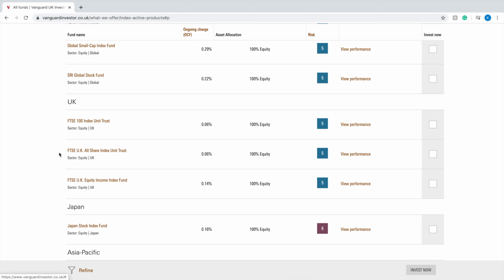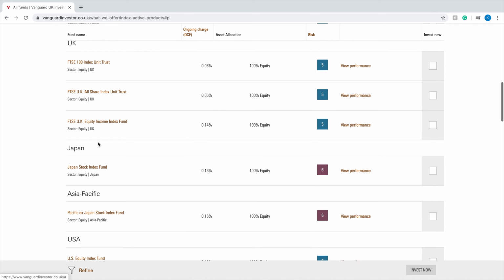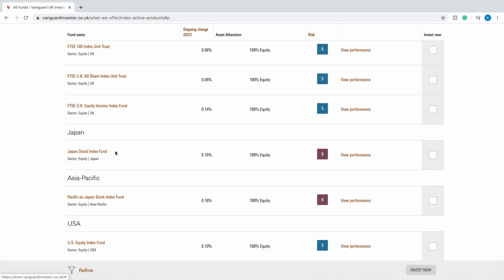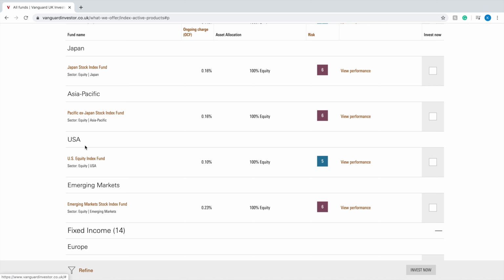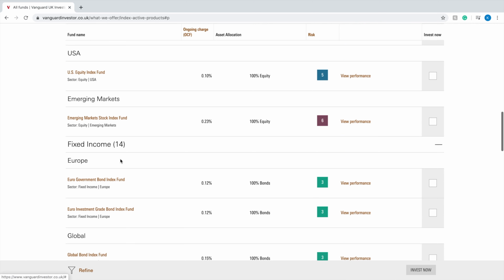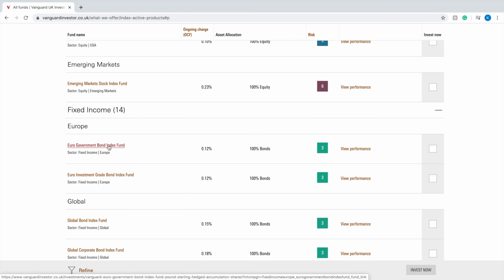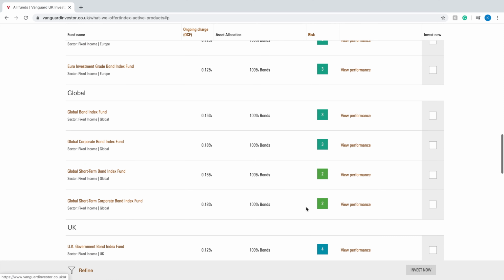If you want something a bit broader than the FTSE 100, that's pretty much all of the publicly listed companies in the UK. Then you've got the Japanese Stock Index Fund, Asia Pacific, and then you've got the US. That's the US Equity Index Fund. Then we've got emerging markets, and then we've got fixed income, which tend to be bonds. These tend to be, again, very safe.